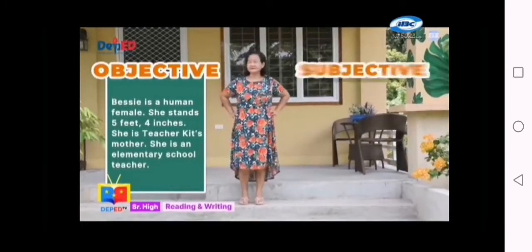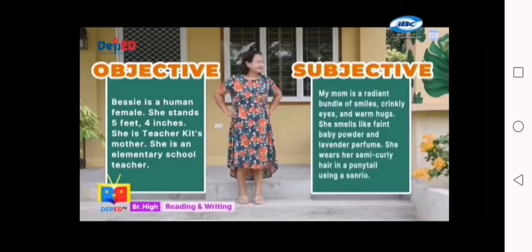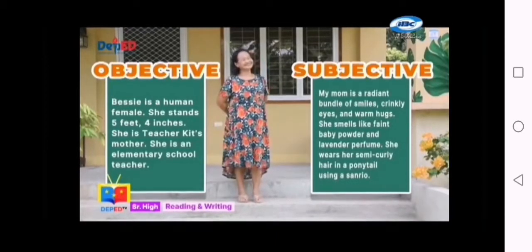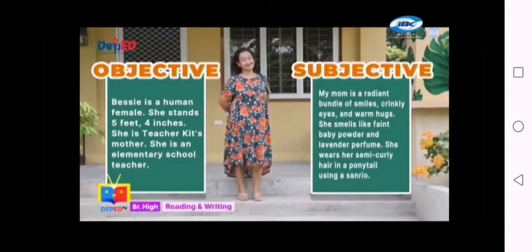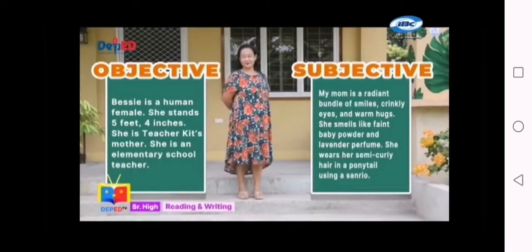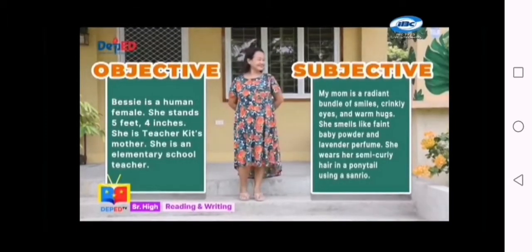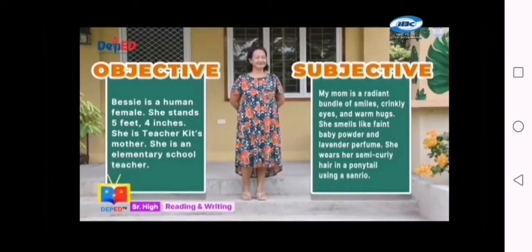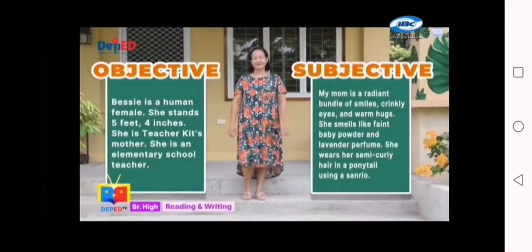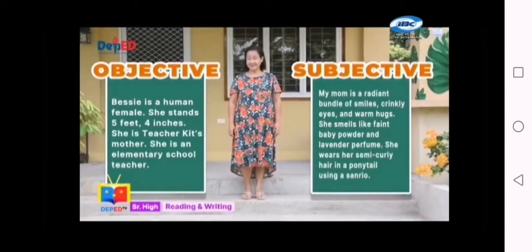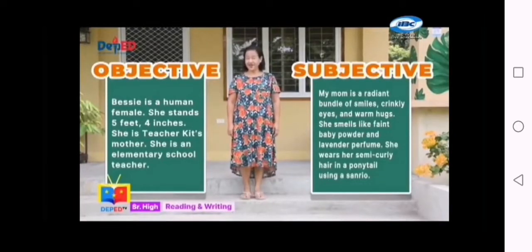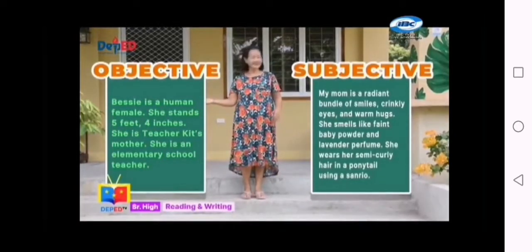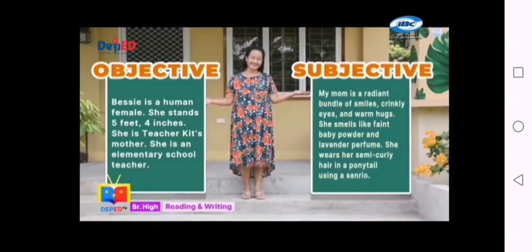Here is the other description. My mom is a radiant bundle of smiles, crinkly eyes, and warm hugs. She smells like faint baby powder and lavender perfume. She wears her semi-curly hair in a ponytail using a sonrío. Which of these sounds stiff or robotic? The first one or the second one? Which one do you like better?